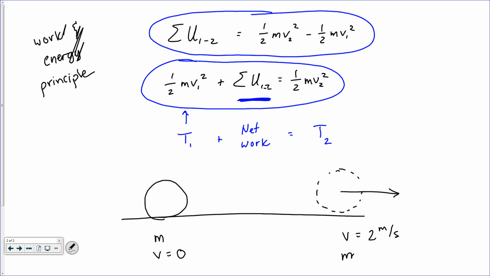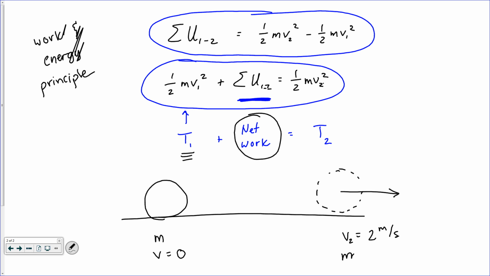If I want that ball to start moving, you know from experience that you need to kick the ball or hit the ball or apply some force to get it to do that. You need to do work on that ball in order to get it moving. Initially, the kinetic energy of this ball is 0 because the speed of the ball is 0. 1/2 m times 0 squared is 0. The final kinetic energy is going to be 1/2 m v2 squared. In this case, v2 is 2 meters per second, so it's not 0.